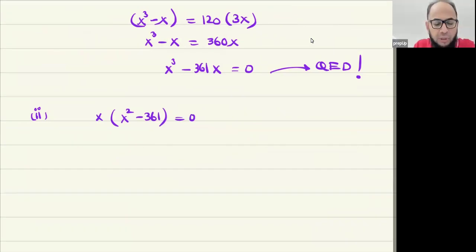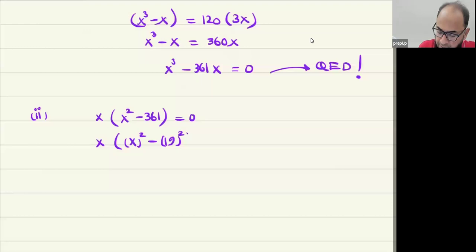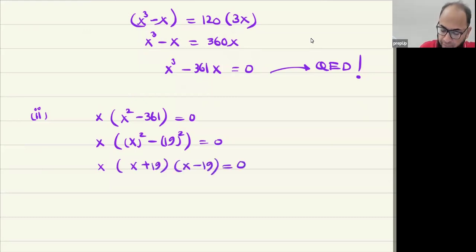Now 361, what is the square root of 361? So let me put it in the calculator. 361 square root. And this comes out to be 19. So this is x square minus 19 square is equal to 0. That is x bracket x plus 19 and x minus 19 equals to 0.